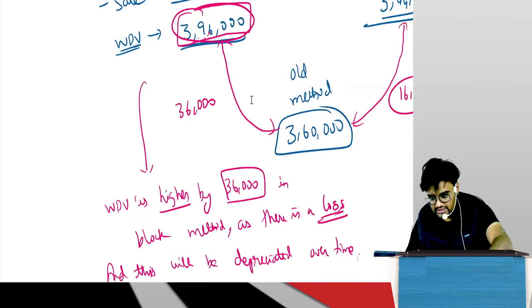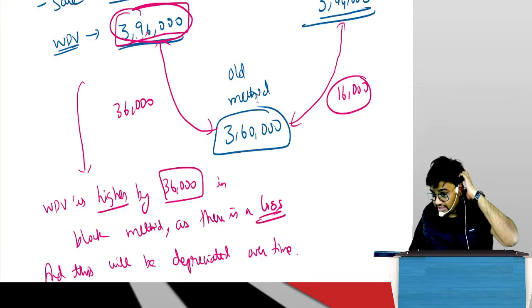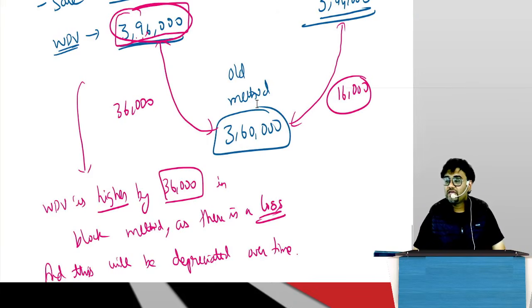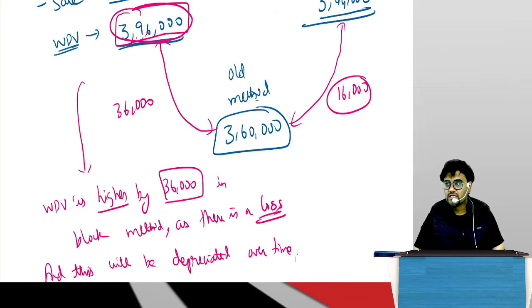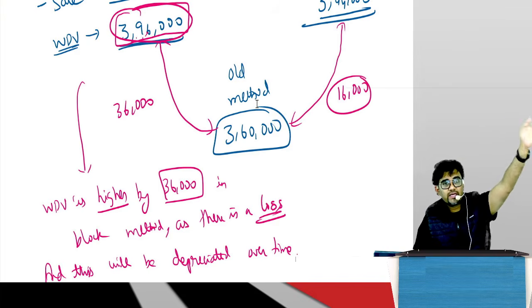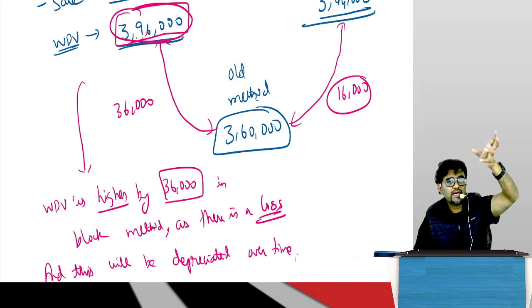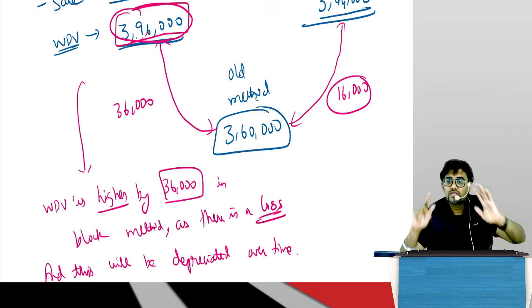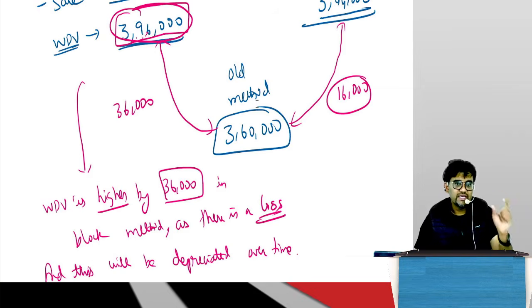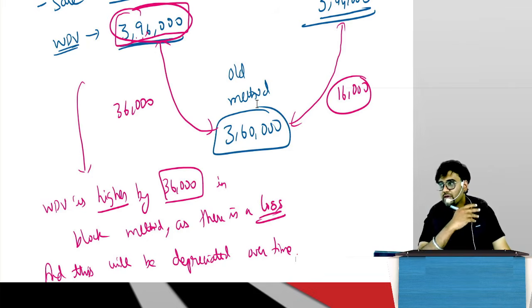On the other hand, guys, see, if I remove it at cost 1,80,000, then no change. Old one, new one, no change: 3,60,000, 3,60,000. But there I separated it. Here I am adding everything and subtracting the sale value. Instead of 1,80,000, I am subtracting 1,44,000. Less amount is subtracted, so more amount is there in WDV. And that exact amount is the loss, 36,000. That will be depreciated over time.